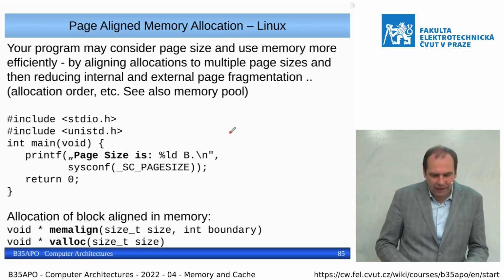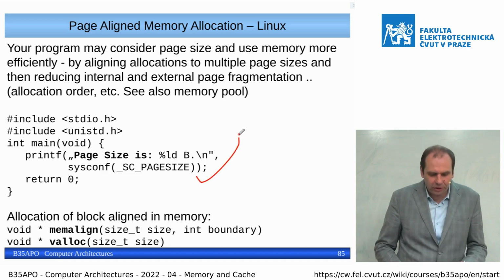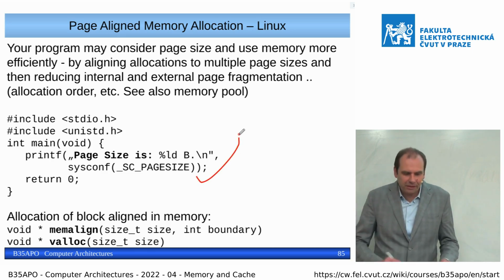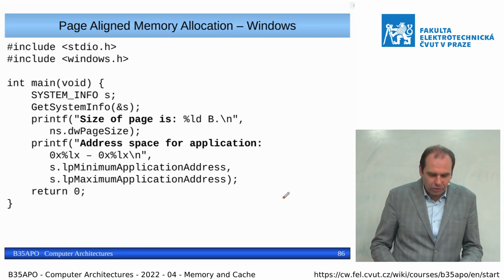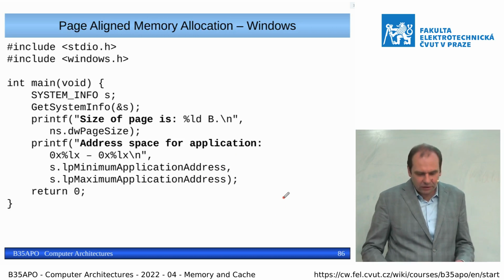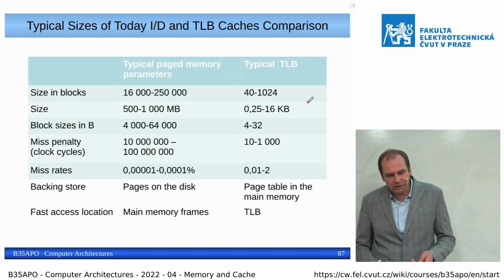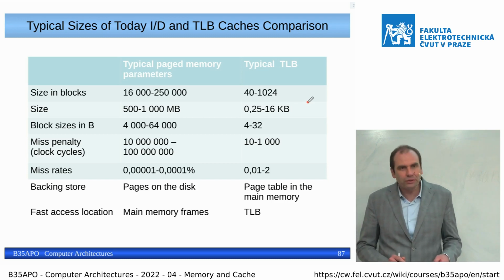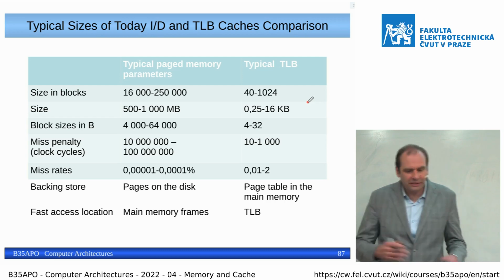There is a description of how, for example, we can check the actual page size on a typical POSIX system. We can even allocate memory at page boundaries and so on. There is how we can check the sizes of pages on Windows. Sometimes we can even use huge pages, which allow fewer translations and so on.